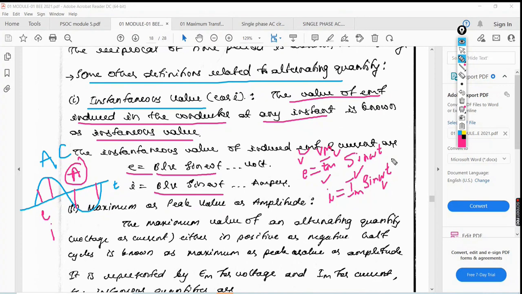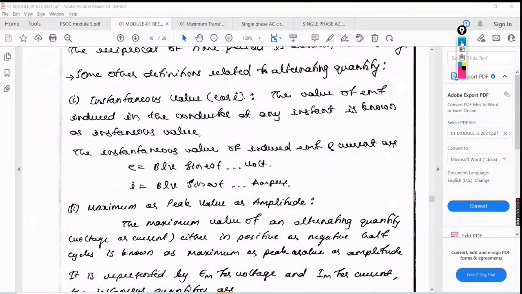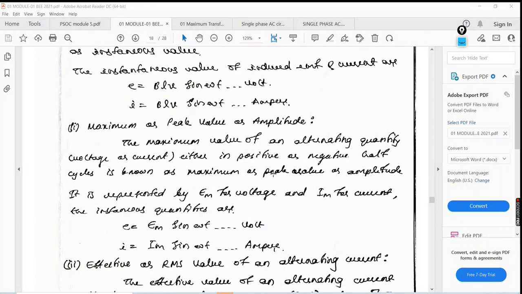Angular displacement. T is the time at a particular instant. This is the instantaneous value. This definition you can remember. This definition will also be asked.